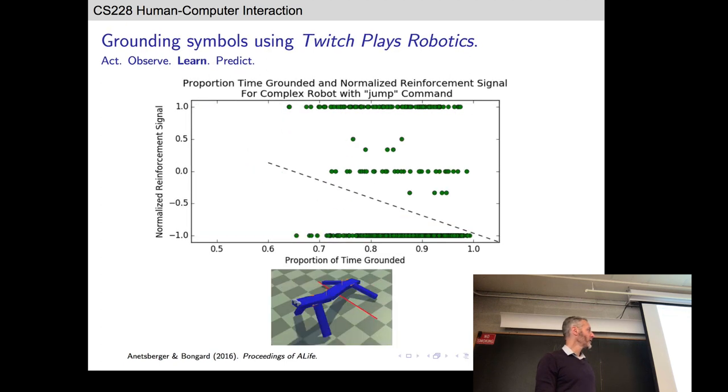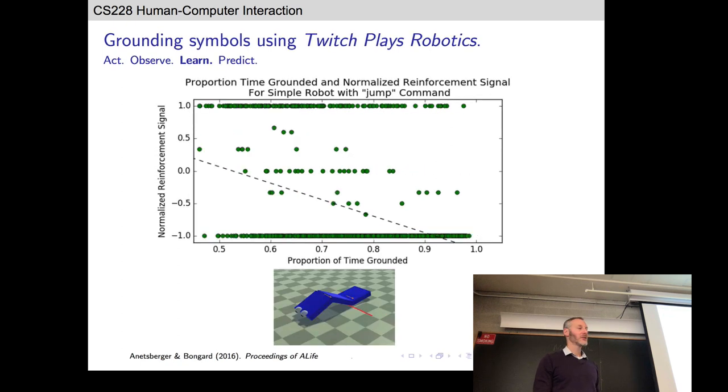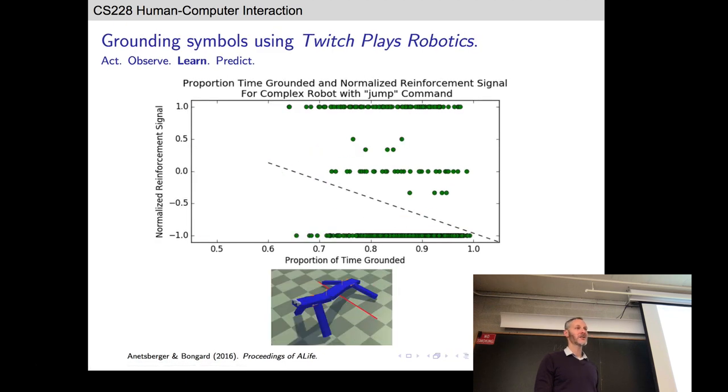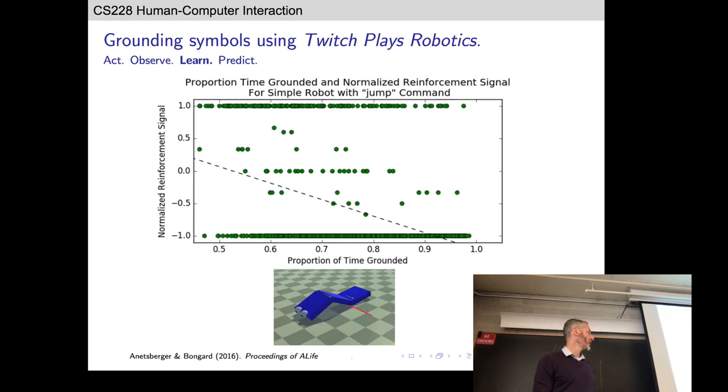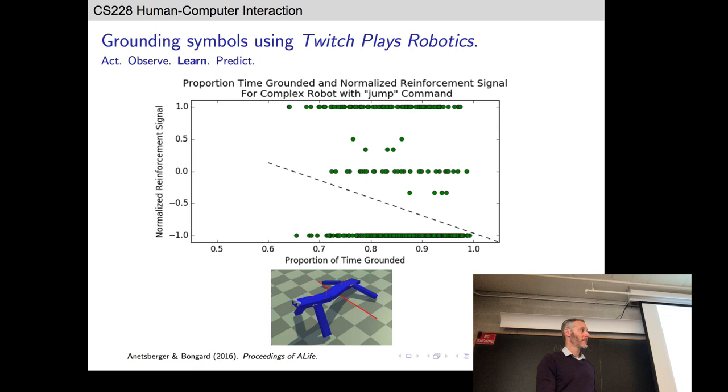If we go back and forth between these two plots, you'll notice that the slope of these two lines is more or less the same, but the y-intercept is different. Why is that interesting? What does that tell us? Sorry? No, there was no discernible difference between the number of people on the stream for either robot. The ones with legs spent more time on the ground. They're made up of more pieces. It's actually harder for them to get off the ground.